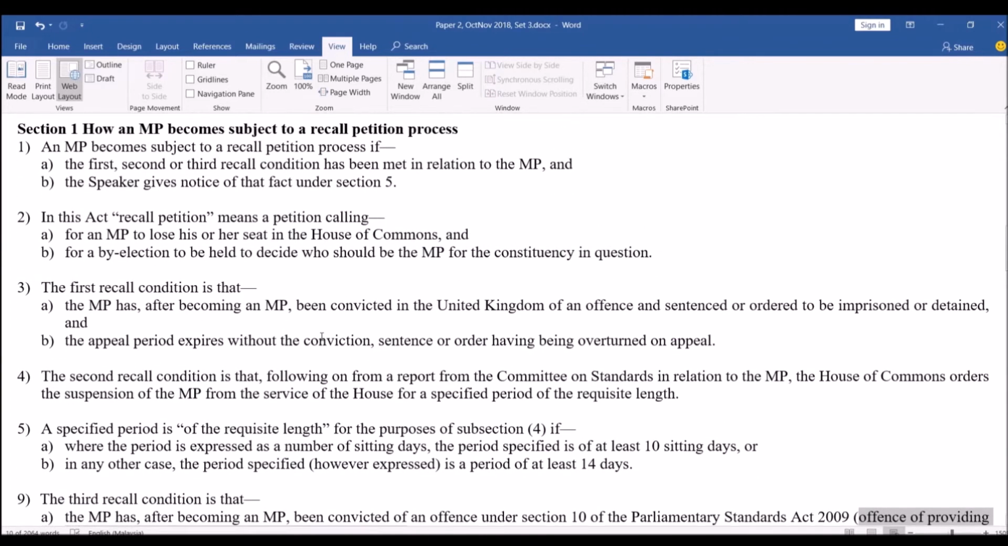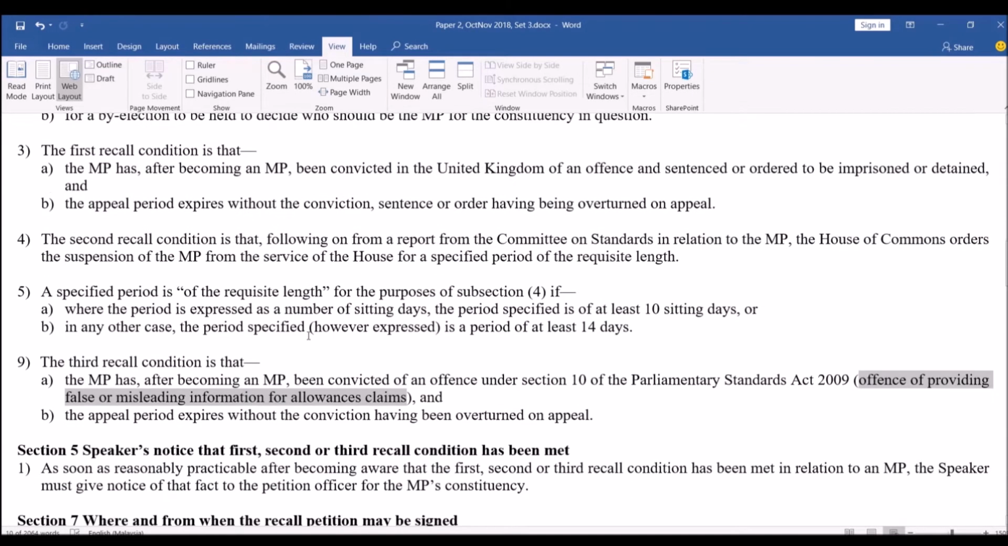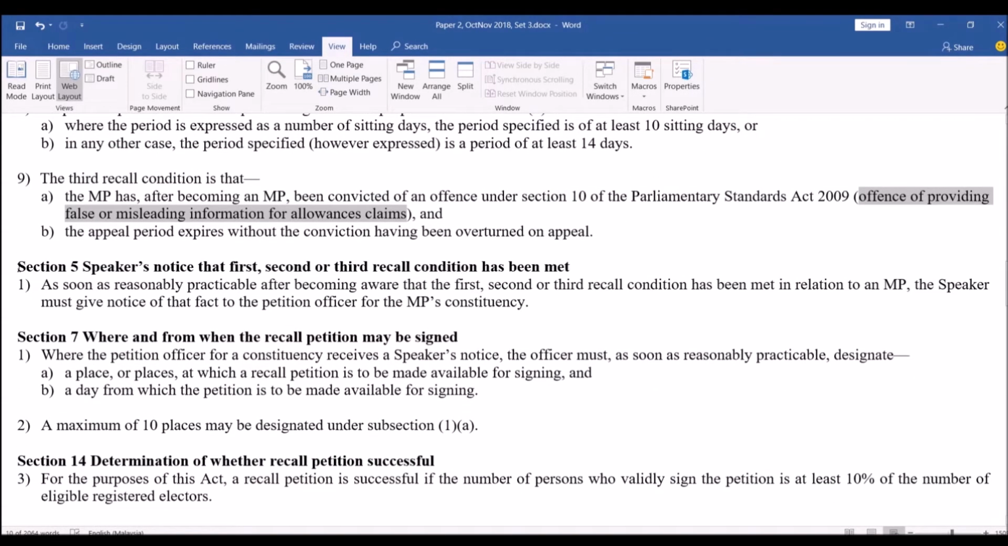Alright, so now that we've understood that, let's go to the next part. Section 5, speaker's notice that first, second, or third recall condition has been met. Sub 1, as soon as reasonably practicable after becoming aware that the first, second, or third recall condition has been met in relation to an MP, the speaker must give notice of that fact to the petition officer for the MP's constituency.